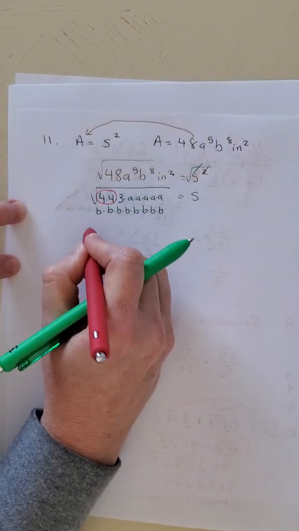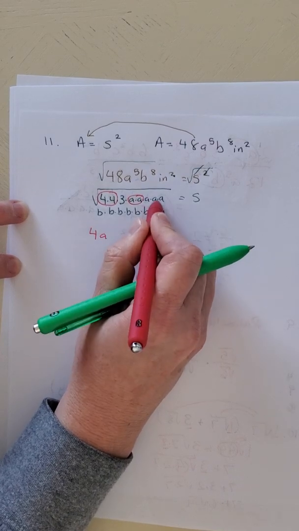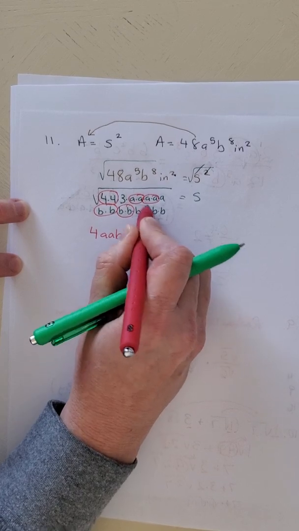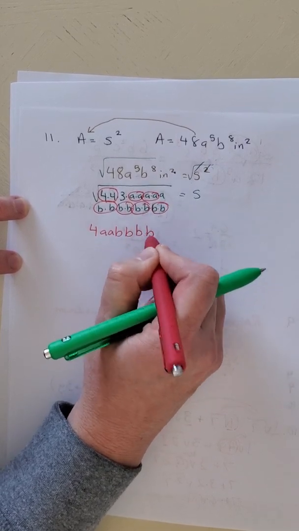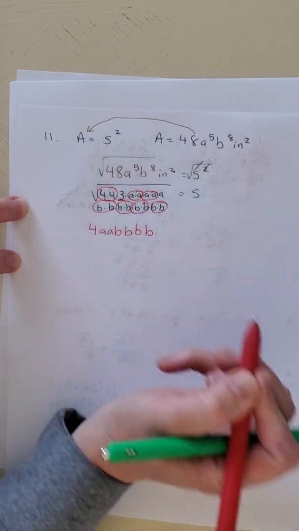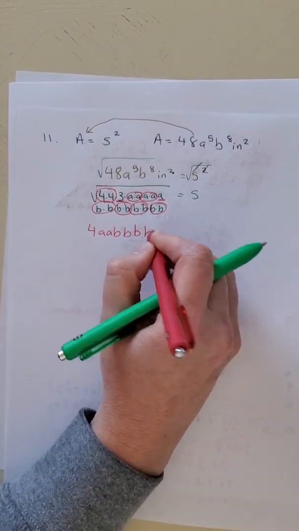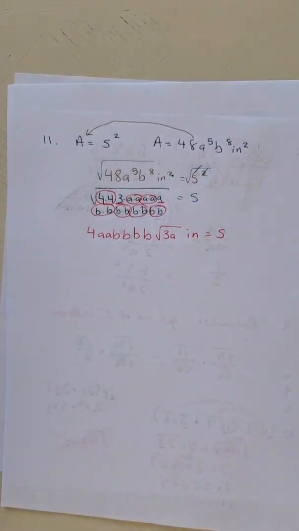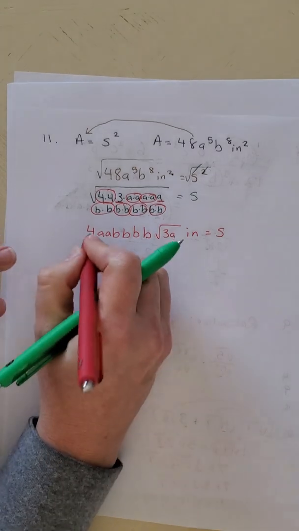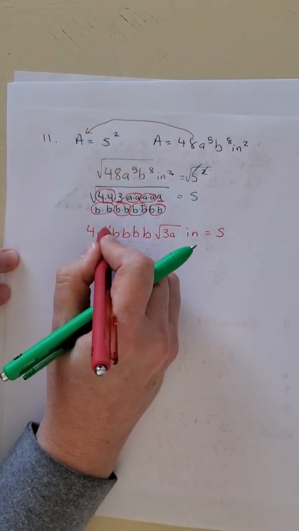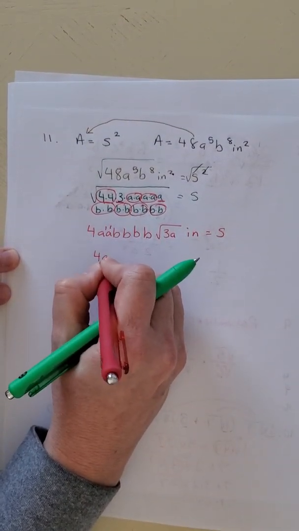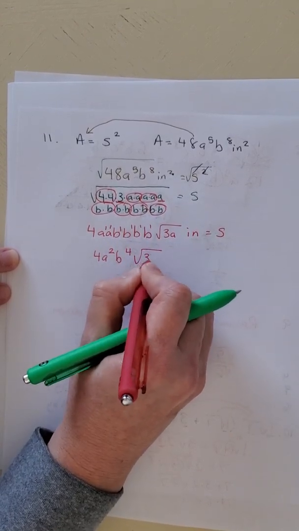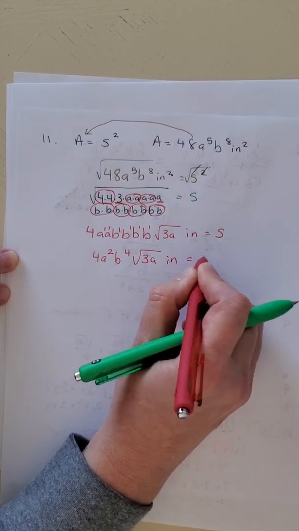All right, so any perfect squares or pairs are going to come out. So the 4 is going to come out, an A is going to come out, another A will come out, a B will come out, a B will come out, a B will come out, and a B will come out. Under the radical, I'll have 3A, and don't forget this is inches, equals the side. And then I can rewrite this A to the first, A to the 1 plus 1 is 2, so 4A squared, B to the 1, 2, 3, 4, B to the 4th, square root 3A inches is the side length.